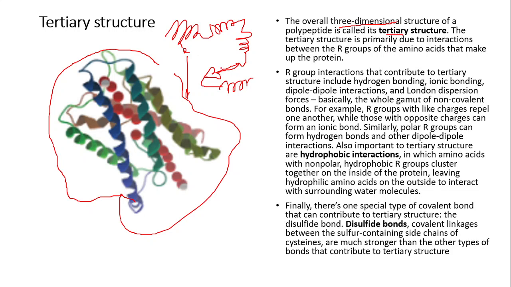The hydrophobic groups usually come together, and the hydrophilic groups usually stick outside and interact with the water. So in the interior of the molecule, the hydrophobic groups interact with each other, and the hydrophilic groups stay outside and interact with the water. Okay, so that's how tertiary structure is formed.